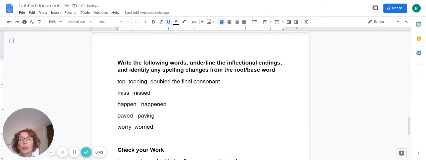So I would like you to, again, write the following words, underline the inflectional endings, and identify any spelling changes from the root or base word. All right, so you can go ahead and put me on pause while you do that. There's just a few words. It shouldn't take you long.